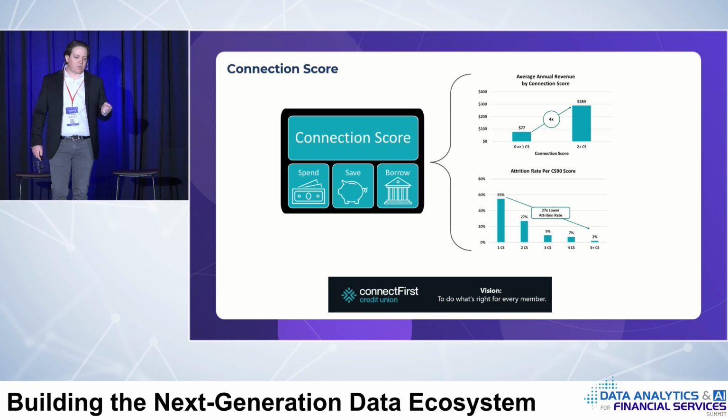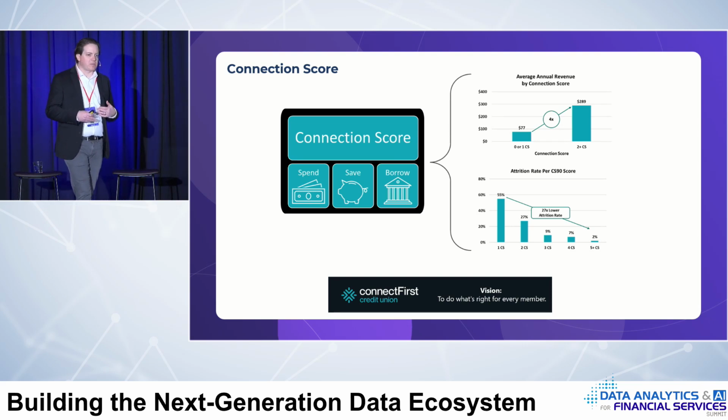But what we found when we did the analysis on the actual building of the algorithm was if customers had a higher connection score with us, in this example 4x more, we generated 4x more revenue from them, and their likelihood of leaving us was 27 times lower.